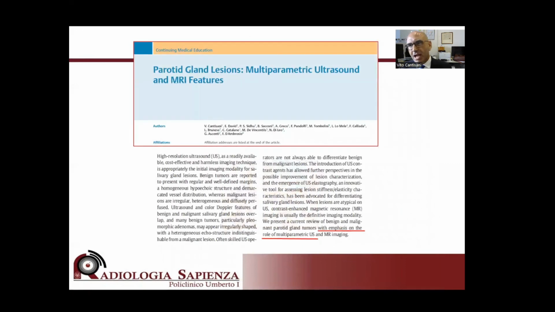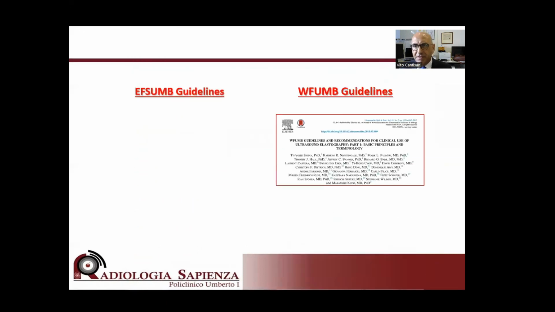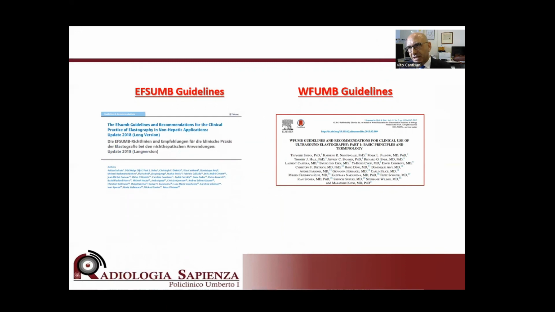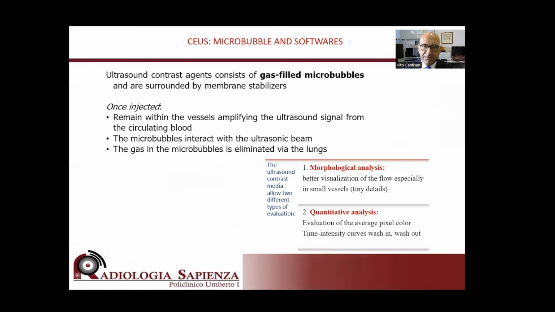How can we do this? I suggest you download this paper. This is a CME paper that I published some years ago, showing the clinical background, histological background, therapeutical background, and ultrasound and MRI features of all the different entities. EFSUMB guidelines still do not recommend using ultrasound elastography. Vienna guidelines still do not dedicate any kind of guidelines about this.